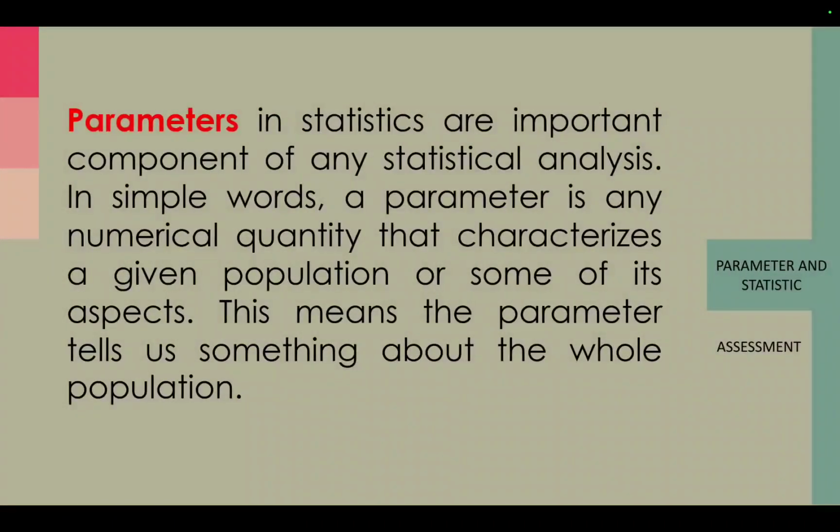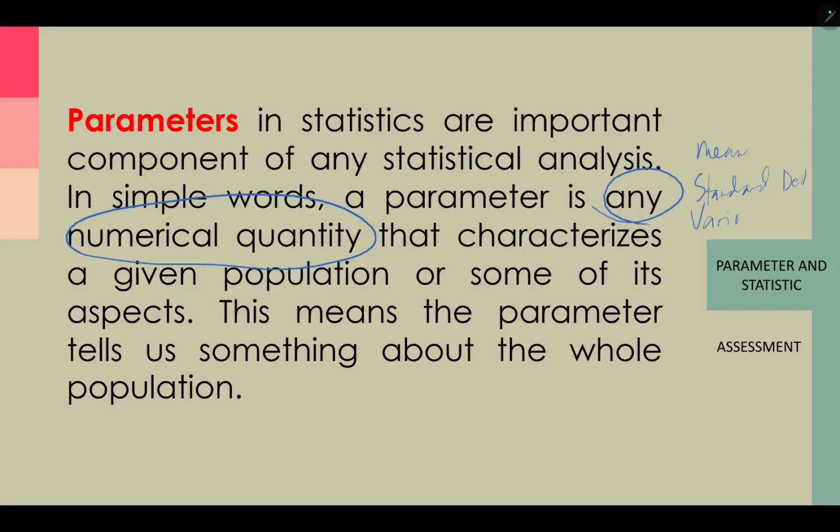Now, let's just have some review on parameters and statistics. This was included in our lesson number 1, Introduction to Statistics. Parameters in statistics are important components of any statistical analysis. In simple words, a parameter is any numerical quantity. It could be mean, standard deviation, variance, proportion, anything that characterizes the given population. Any measurement about the population is called a parameter. So it's called population mean, population standard deviation, population variance, population proportion.